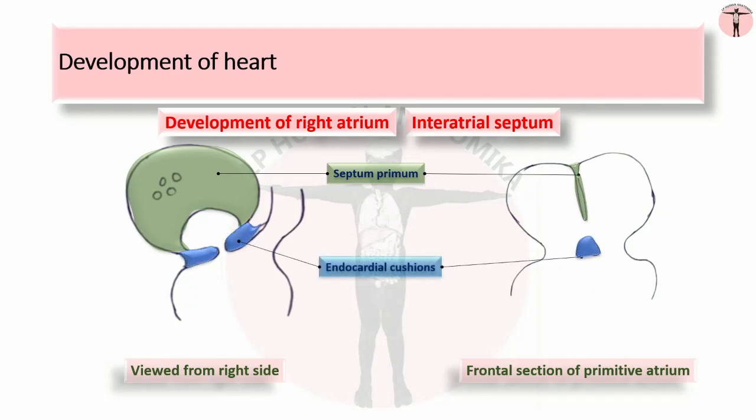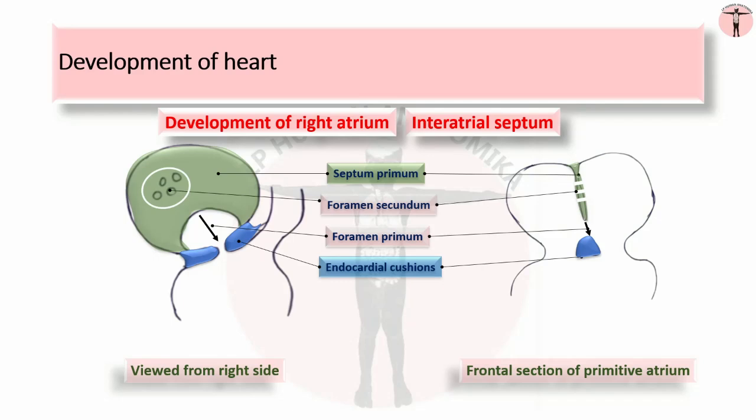Extensions of the superior and inferior endocardial cushions grow along the edge of the septum primum, closing the foramen primum. Before closure is complete, however, cell death or apoptosis produces perforations in the upper portion of the septum primum. Coalescence or joining of these perforations forms the ostium secundum or foramen secundum, ensuring free blood flow from the right to the left primitive atrium.